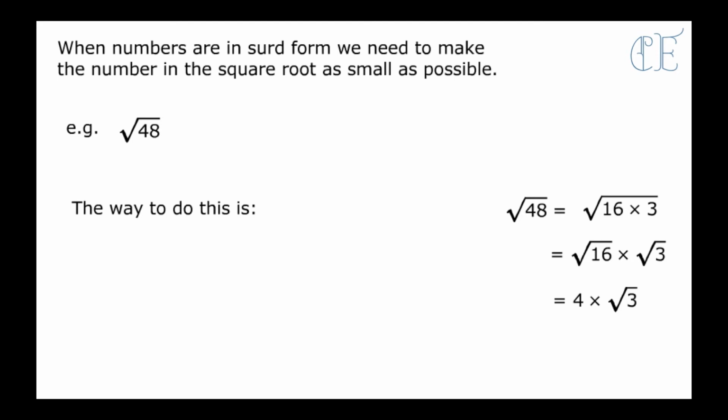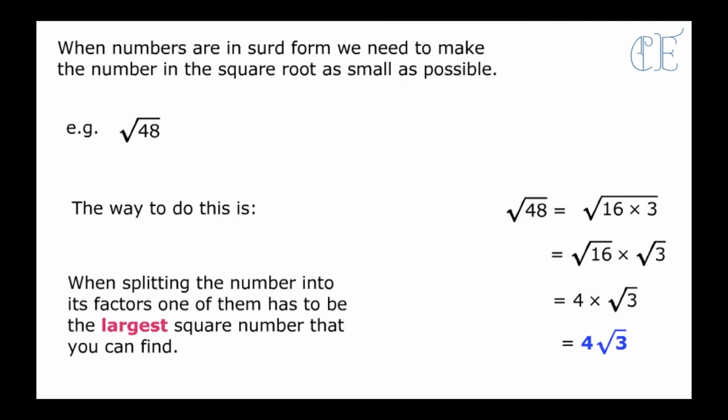The square root of 16 is 4, so we can say that this is 4 times the square root of 3, or just 4 root 3. When splitting the number into its factors, one of them has to be the largest square number that you can find.